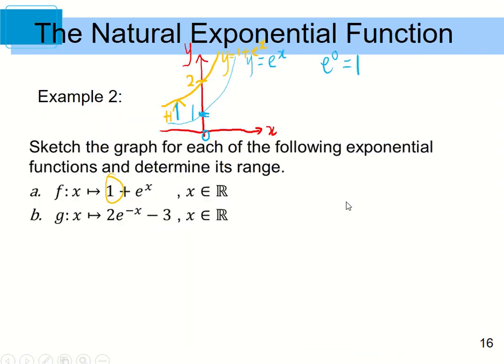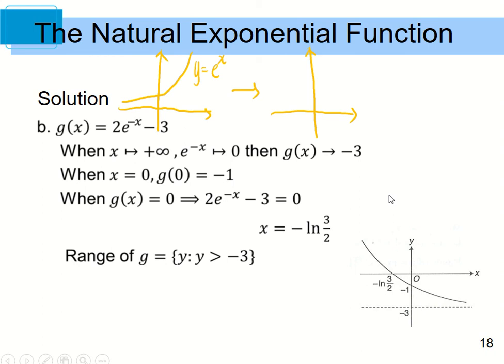Using the same concept, when we have a negative x, the graph goes like this. So this is y equals e to the power of negative x, and the intercept here is still 1. Now, what about multiplying this graph by 2? It's not very clear here, but we know that if we times 2, it will go steeper. So the graph will go like this.